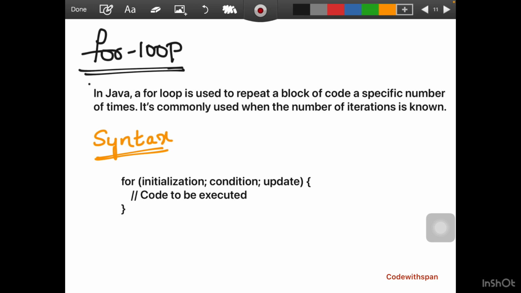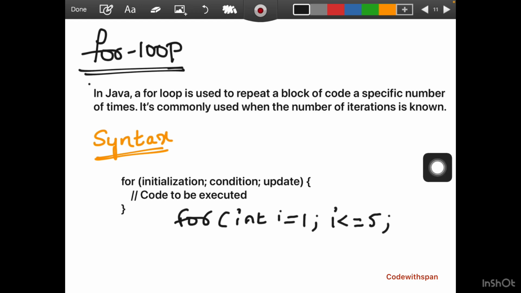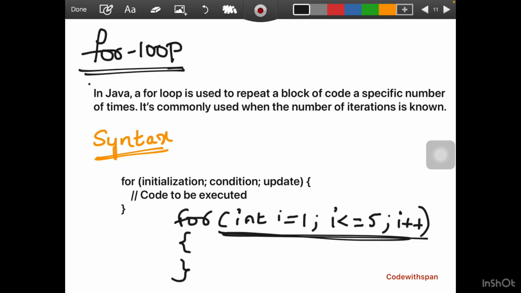See here. For: initialization, condition and updation. For example, initialization means int i equals 1. Condition: i less than or equal to 5. Next, update: i plus plus. I am writing all these statements, all this logic, using the for loop.